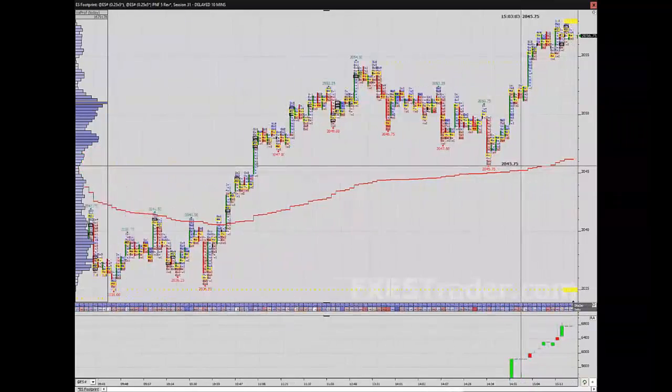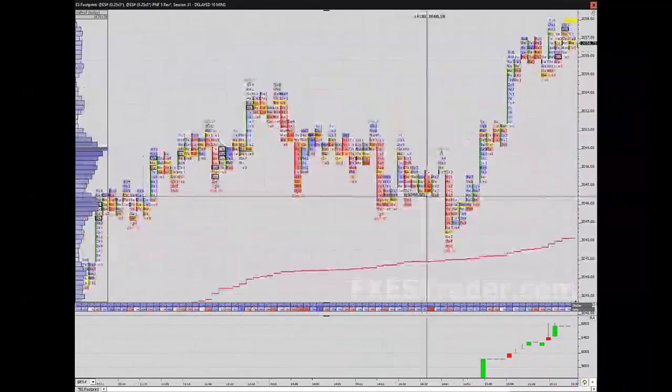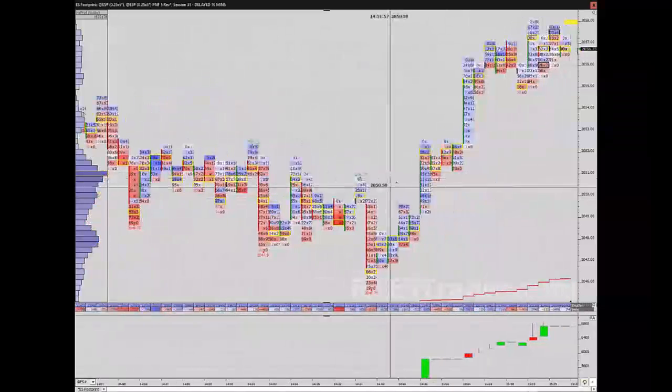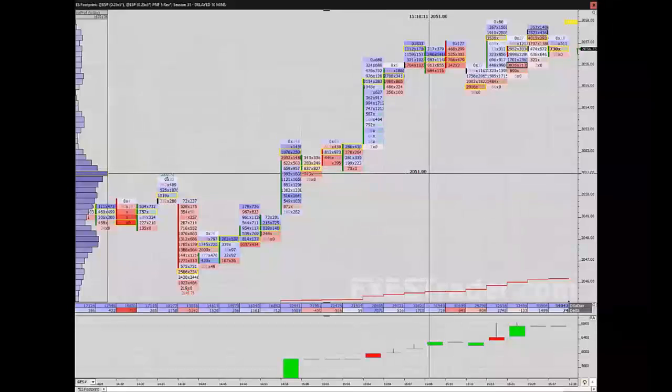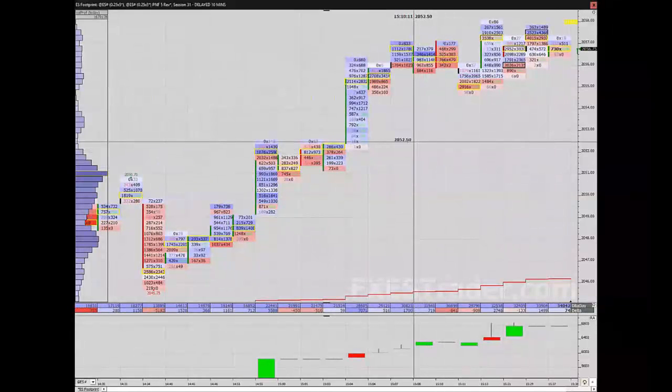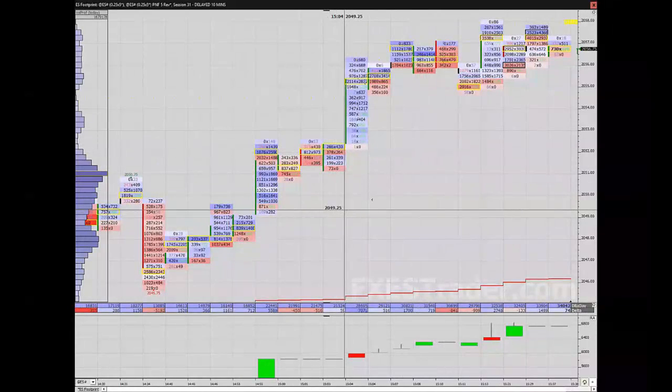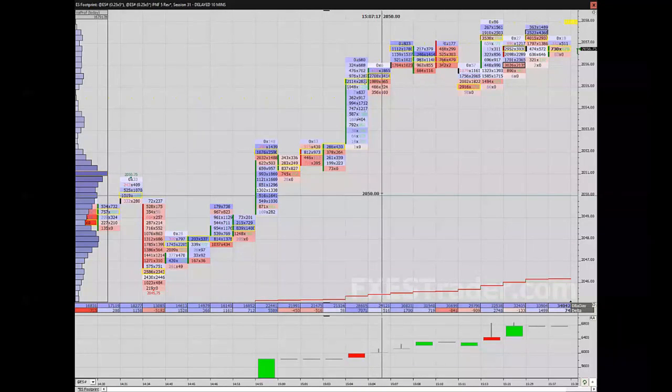In its most micro level, this is what a footprint chart looks like. Bid versus offer, left versus right. What actually executes? Everything highlighted in yellow is the point of control for that particular bar or candle.